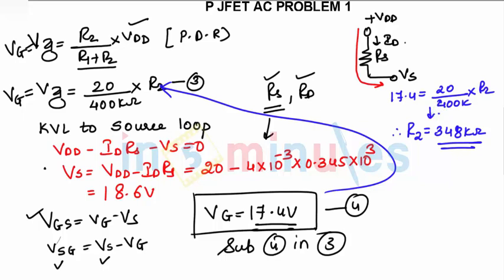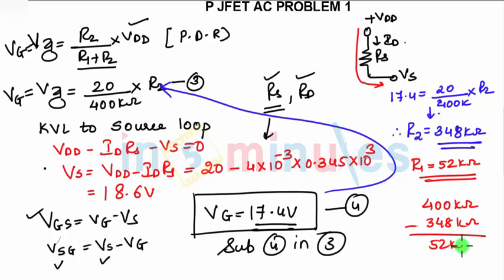Once you know the value of R2, you can find the value of R1, which will be 52 kilo ohms. How do we find it? The total of R1 and R2 is given as 400 kilo ohms. So from 400 kilo ohms, if I subtract 348 kilo ohms, I will get 52 kilo ohms. This is how it is solved, right?